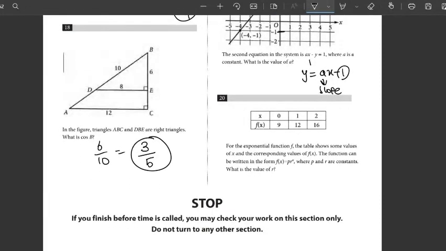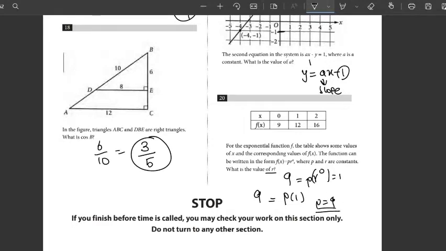Now let's take the last question. It shows some values of x and the corresponding values of f of x. f of x is equal to p r raised to x. What is the value of r? So let's plug in values over here. f of 0 is 9, which is equal to p r raised to 0, which is equal to 1. So we'd get 9 is equal to p into 1. p is equal to 9, and we'll plug that in another form.